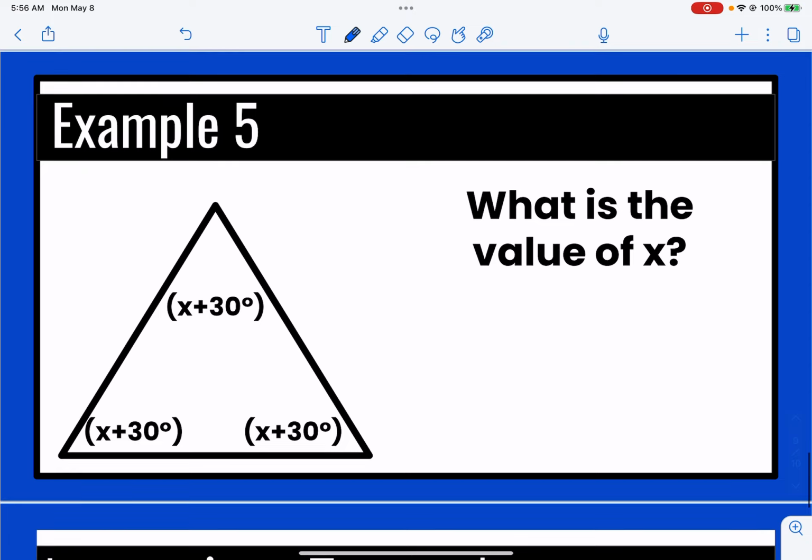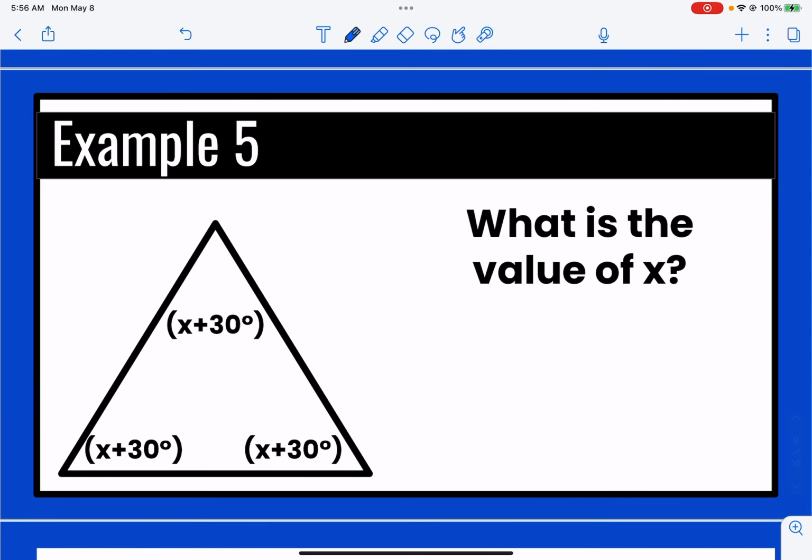All right, last example. Wow, look at that problem. It looks a little intimidating, huh? But we're going to set it up just like we did the four previously. We're going to take what we know about each one, and we're going to set it equal to 180. So x plus 30, I probably should have put the degree sign outside, but we'll go with it. x plus 30 plus x plus 30 plus x plus 30 is equal to 180.